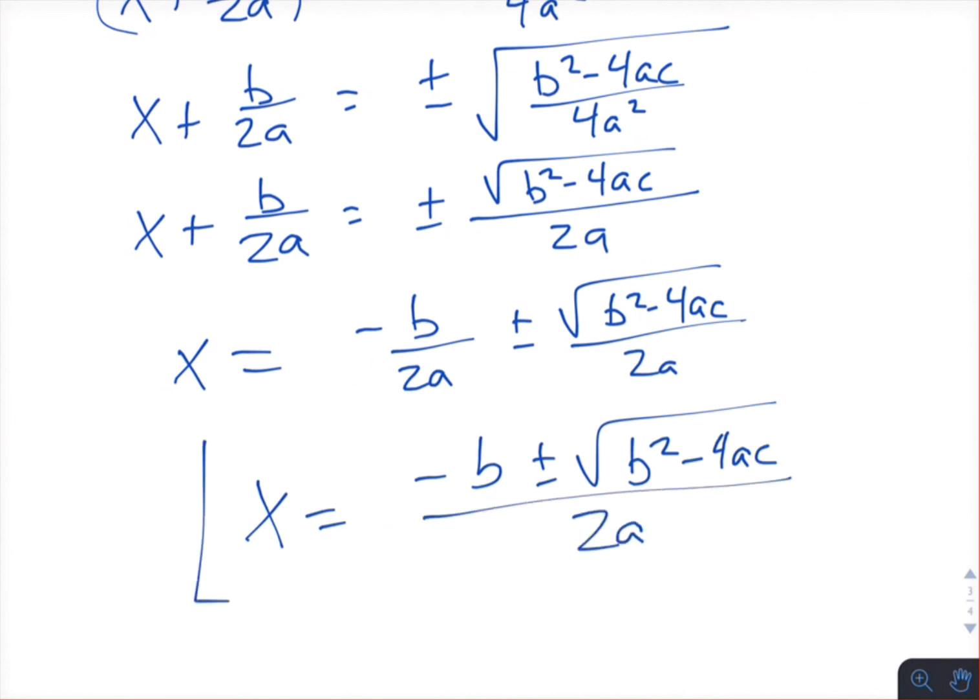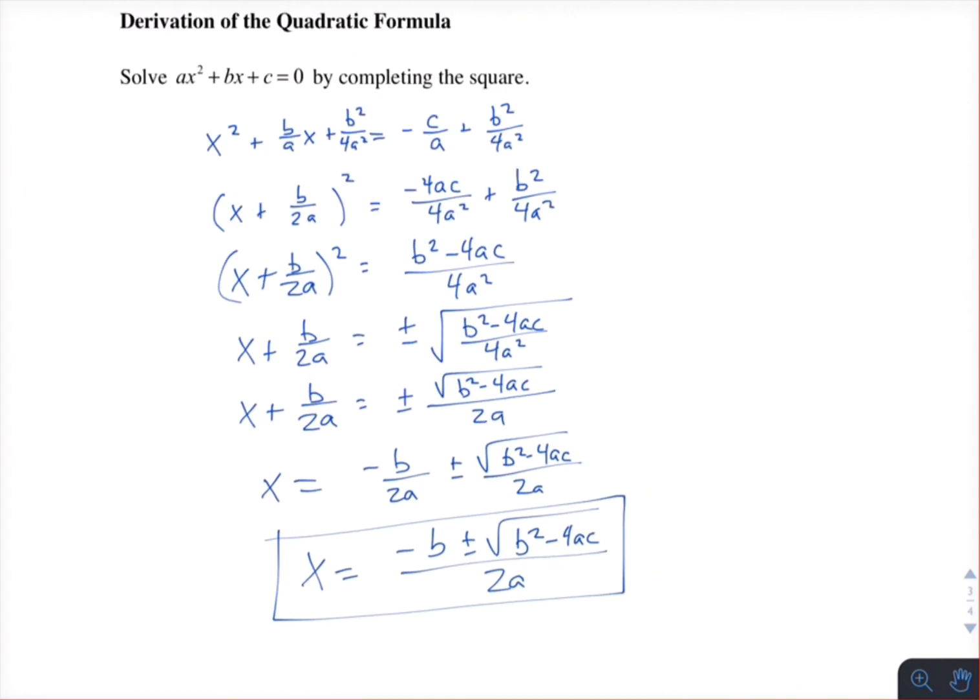So it's just completing the square on the general equation of a quadratic, which is ax squared plus bx plus c.